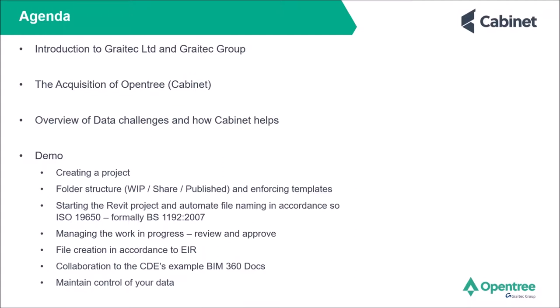And when we go on to the demonstration, we're going to be looking at things like creating a project, looking at the folder structure within Cabinet from WIP, shared, published, and enforcing templates, starting a Revit project. Although we can use AutoCAD and AutoCAD LT, for today we're going to be focusing on Revit, running that in accordance to ISO 19650 and the file naming, looking at the review and approve process that's built into Cabinet, and the file creation that we can do in accordance to the EIR, or the information exchange requirements.